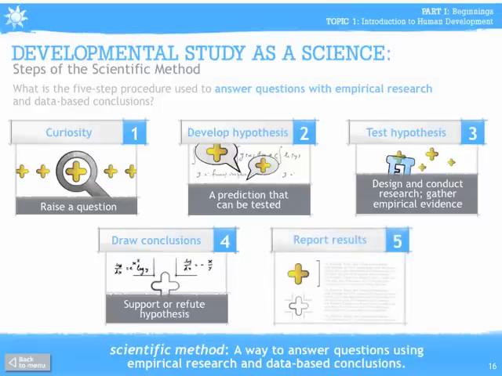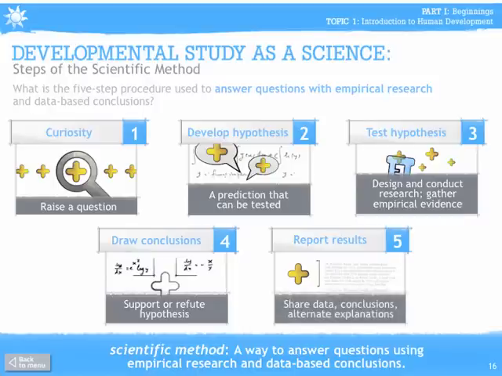This is called the scientific method. And when you report the results, you're sharing data, conclusions, and basically any alternate explanations, because it may have been refuted, but that also gives you some results.